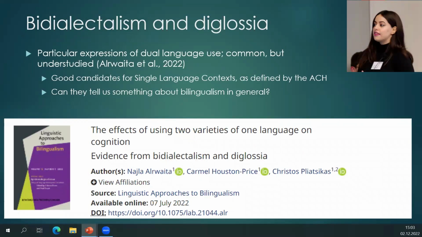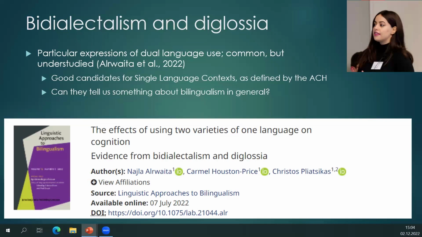Finally, my new project is on bidialectalism and diglossia, especially diglossia. So these are very particular linguistic situations that, well, they do encompass dual language use. They're quite common, but they're also quite understudied for various reasons. People don't know what bidialectalism means, or they don't know how to approach it, and so on and so forth. I mean, we could talk about that for hours, I suppose, right?